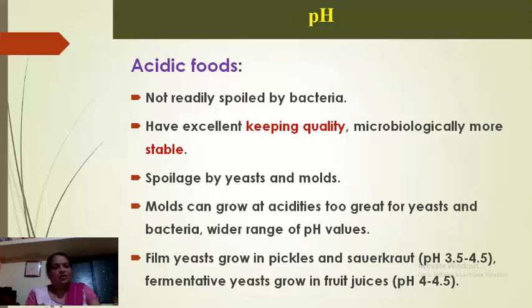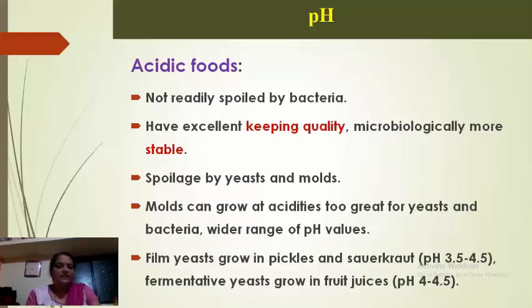Acidic foods are not readily spoiled by bacteria because most of the bacteria favor neutral pH for their growth and they are not able to grow at acidic pH. So they are not readily spoiled by bacteria. Acidic foods have excellent keeping quality and they are microbiologically more stable. They are prone to spoilage by yeasts and molds because yeasts and molds are acidophilic in nature. They favor acidic pH, so they can easily grow in acidic foods.